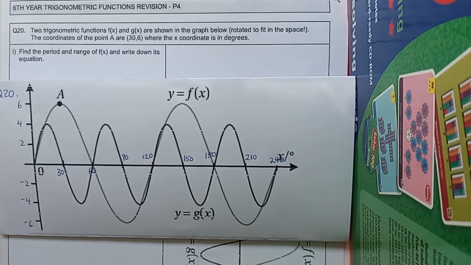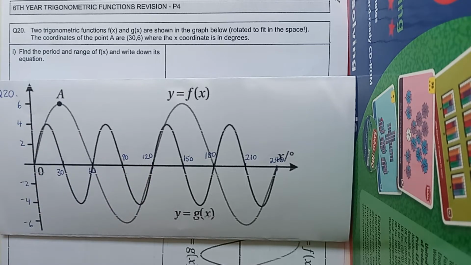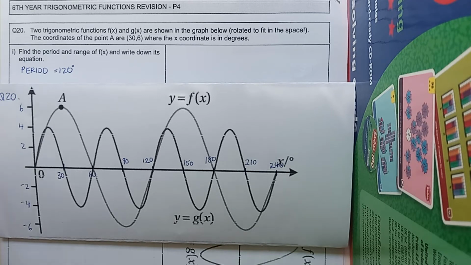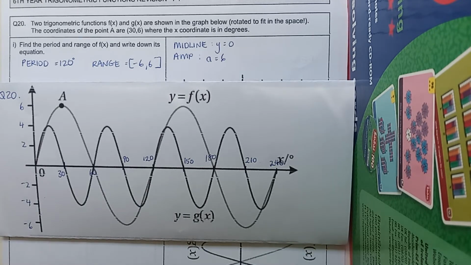I'm asked to find the period and range of f of x. Notice that f of x, this lighter function, completes one round of the function, or one period, by 120. And looking at the range of the function, it's going from -6 to +6. I can see from the diagram that the midline is on the x-axis. I can also note the amplitude, which is 6. So from all this information, I'm going to be able to work out the function f of x.